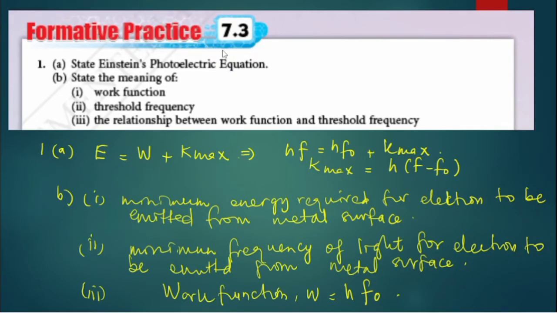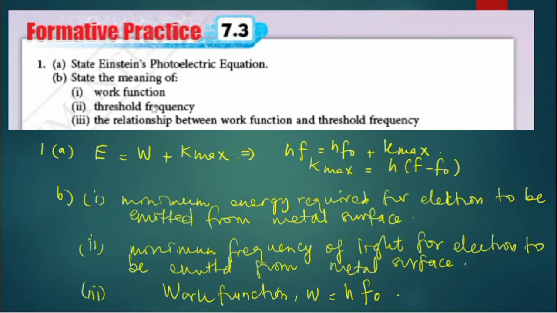Let's look at formative practice 7.3. Number 1, state Einstein's photoelectric equation. We have E equals W plus K maximum, where K maximum equals h(f minus f0).